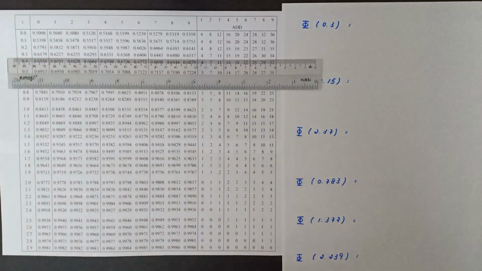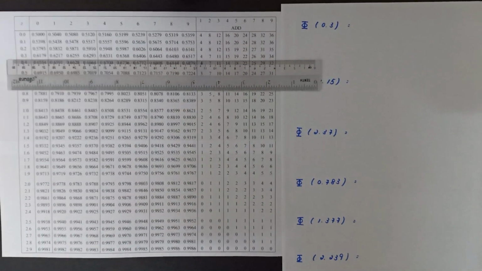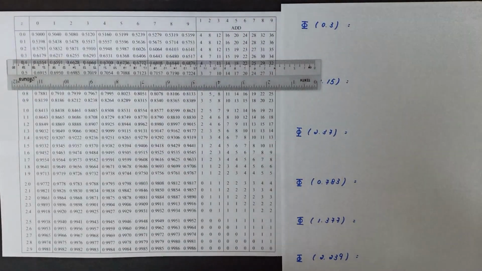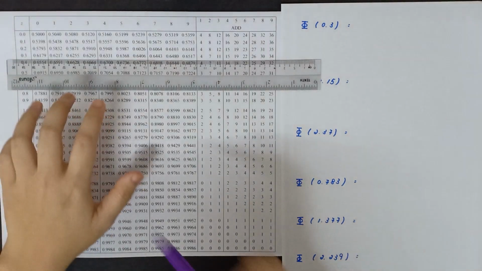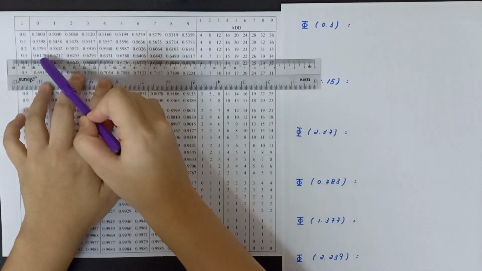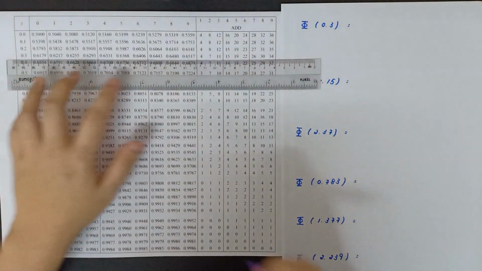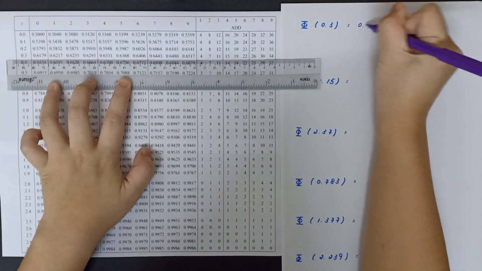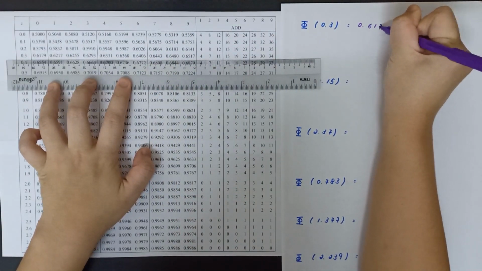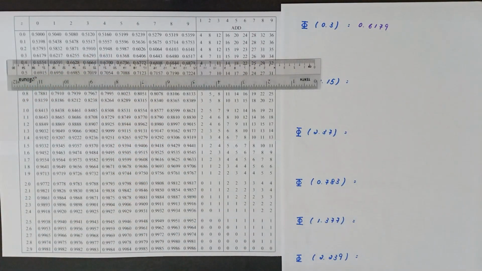I'm sorry, I moved the calculator. I hope that is still clear. Okay. So for 0.3, you are looking at 0.30. So this is 0.3 and your 0 is here. So what is phi 0.3? It's basically 0.6179.